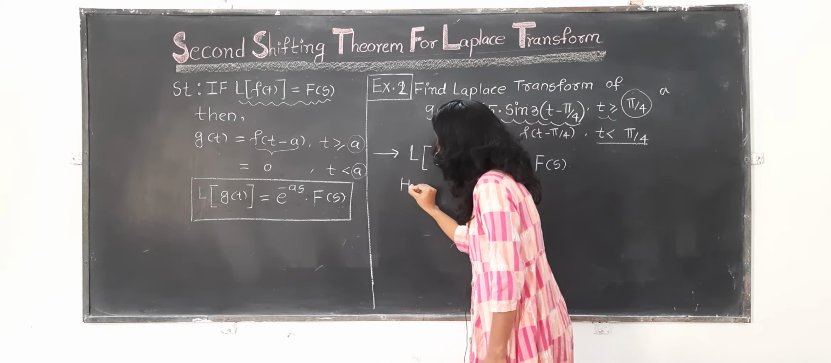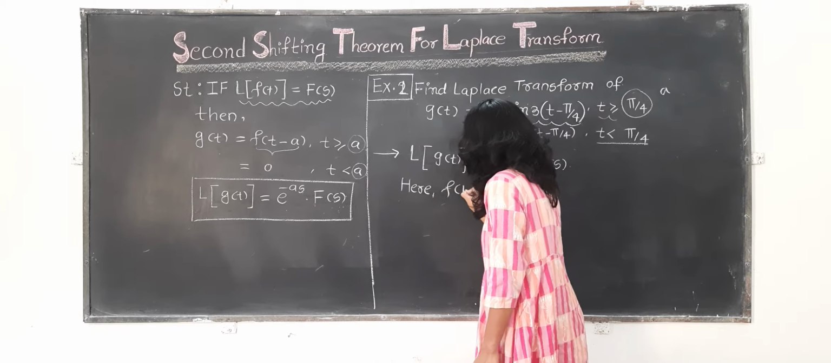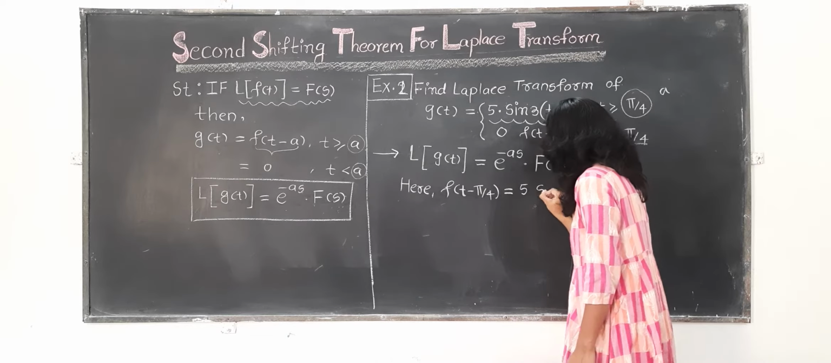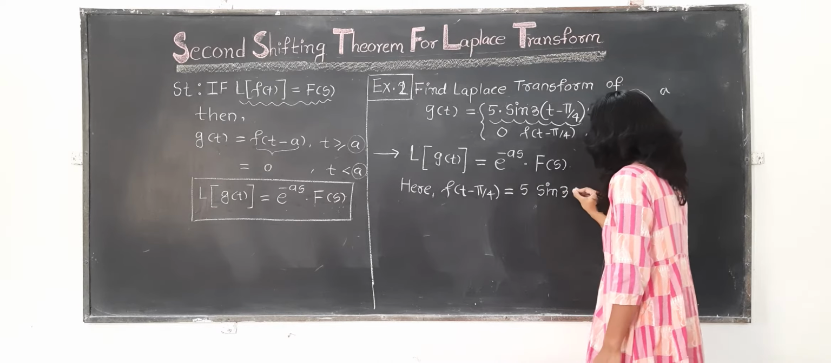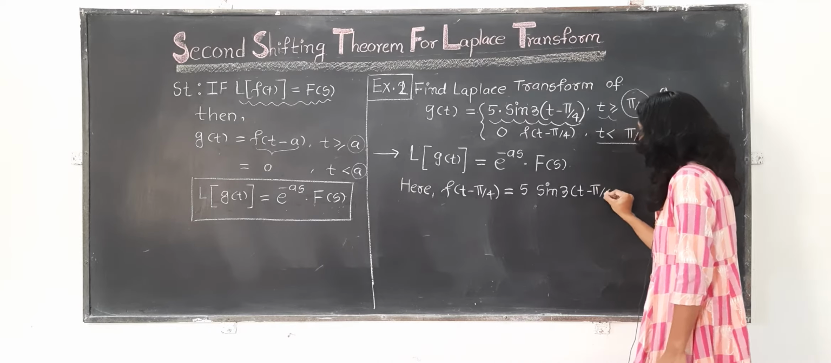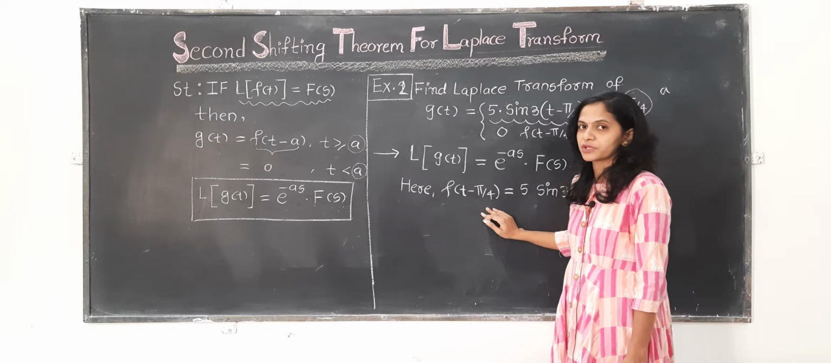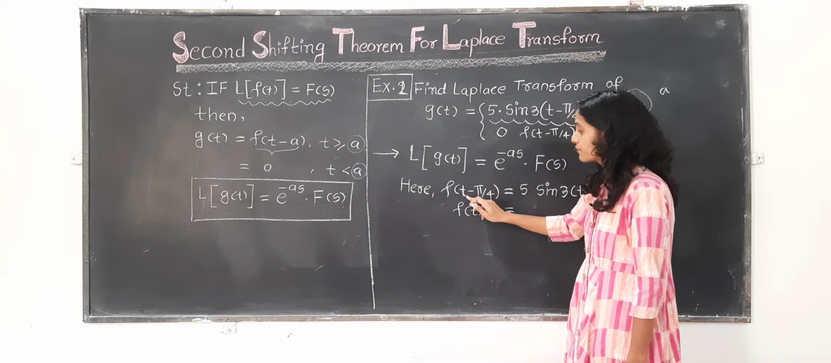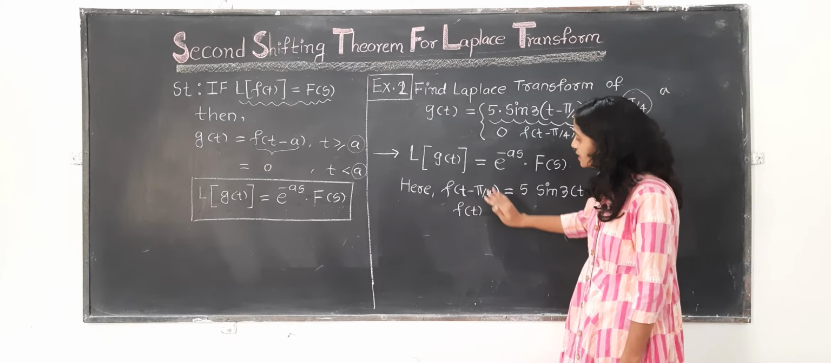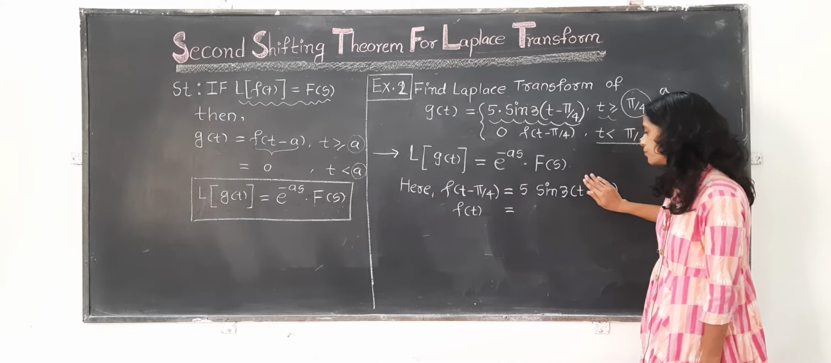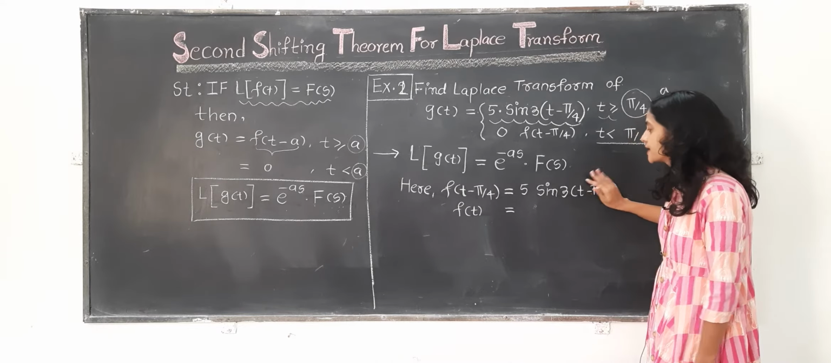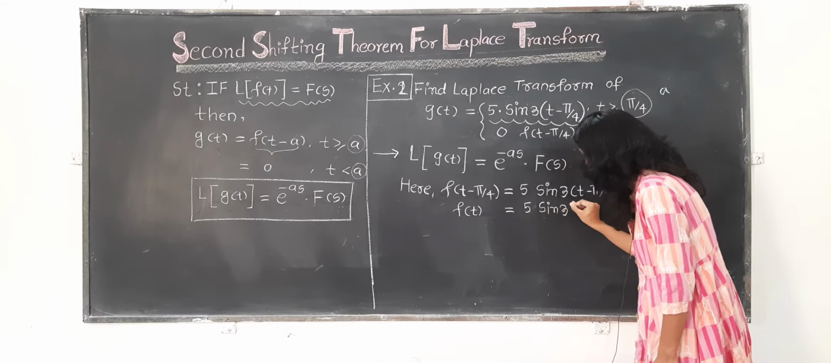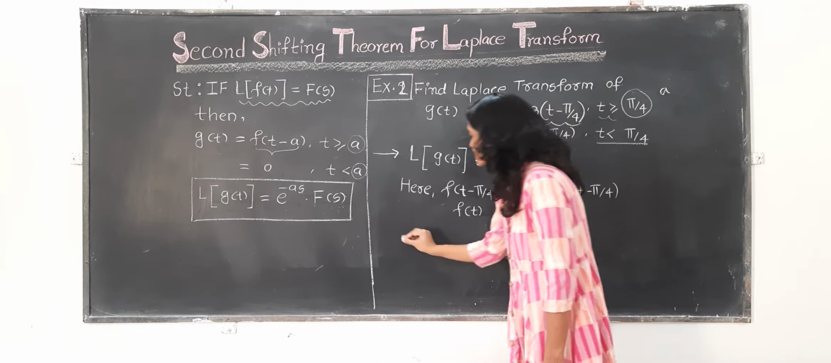So here f of t minus pi by 4 is given as 5 sine 3 t minus pi by 4. Just write f of t. Using f of t minus pi by 4, can we write f of t? Just remove this pi by 4. If you remove this pi by 4, what are we getting? 5 sine 3t. So this is our f of t. Just take its Laplace transform.